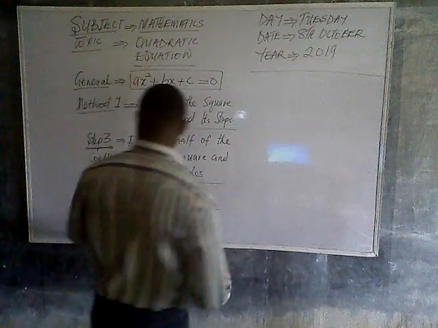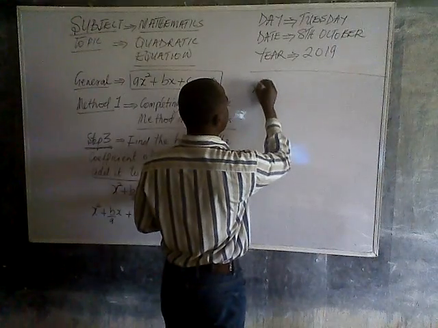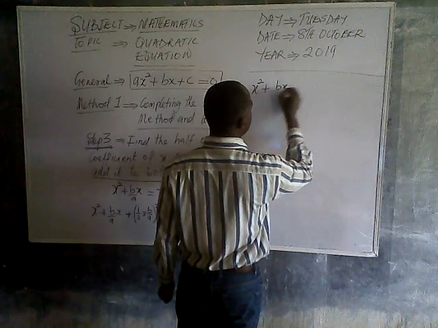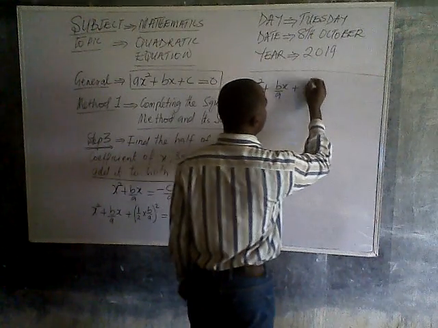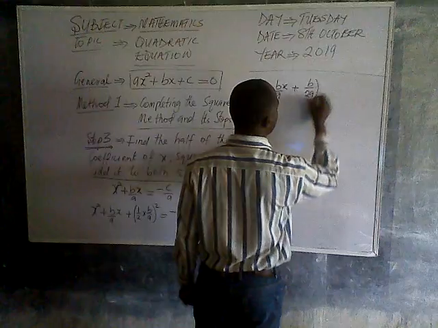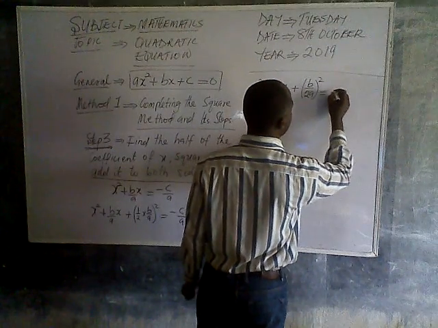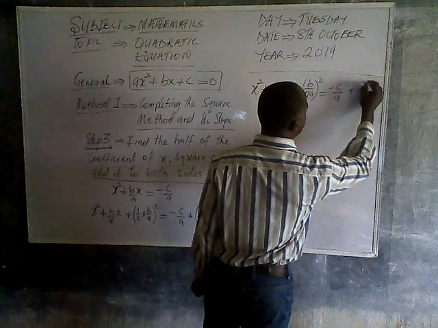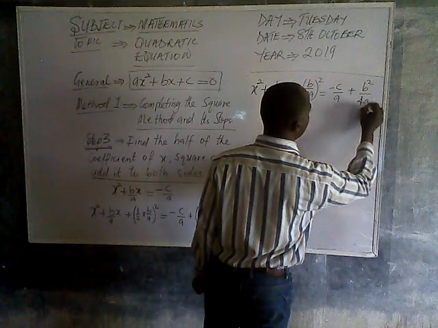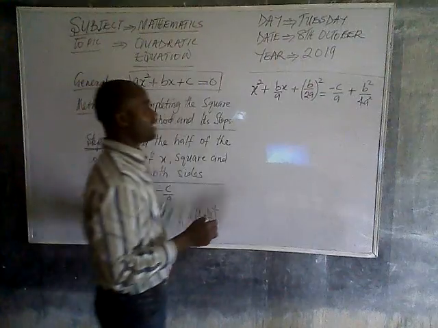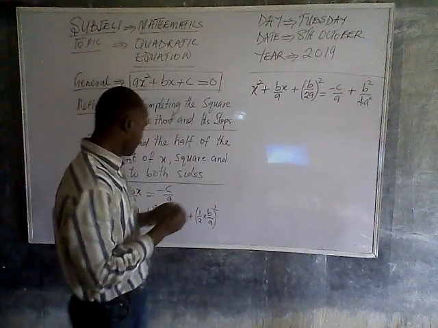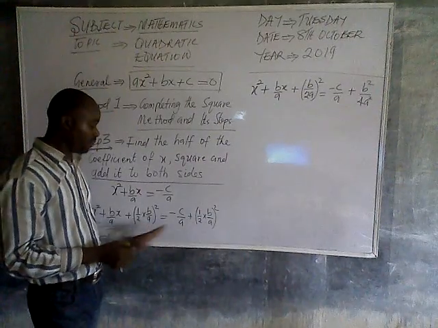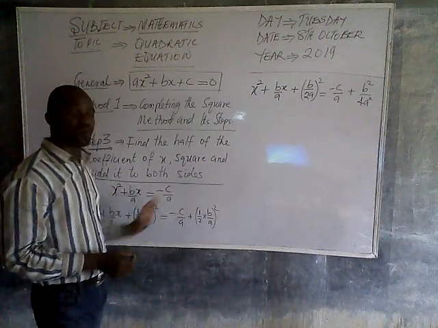So what we're going to do, having seen all that, we have x squared plus bx over a plus, what will happen here is just b over 2a squared is equal to minus c over a plus b squared over 4a squared. One might ask, how do we get this? It's very simple. Check out here. At this point, look at where we found the half and introduced it to both sides by squaring it, okay?